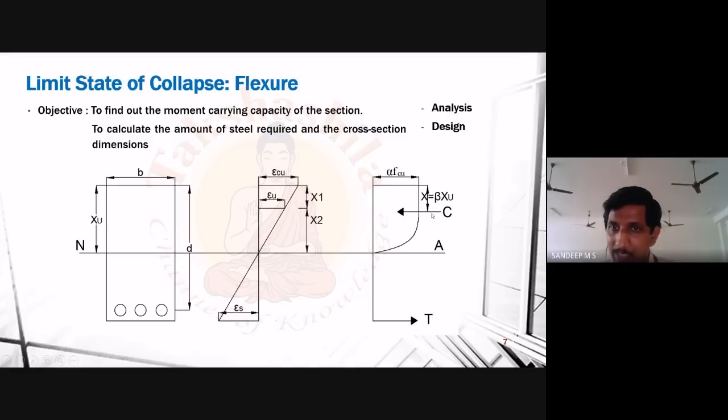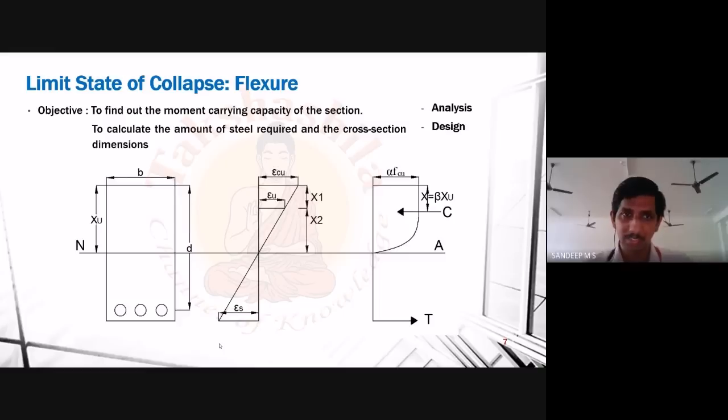Okay, so basically what you have to understand is that in an RCC section subjected to flexure, if it is a case of a simply supported beam, we will be having a compressive force on top, and we will be having a tensile force on bottom. Is it clear now up to this point?